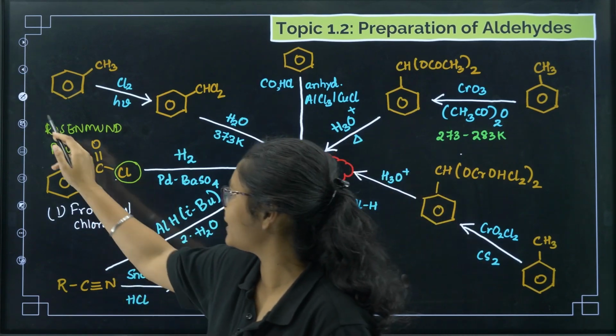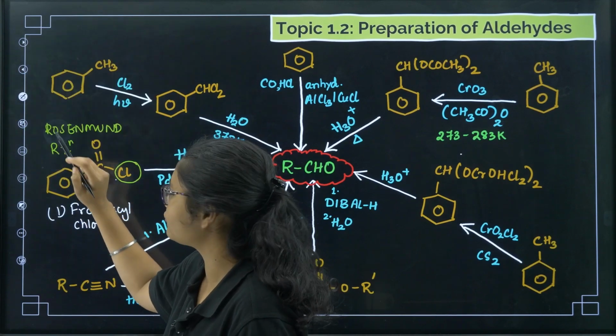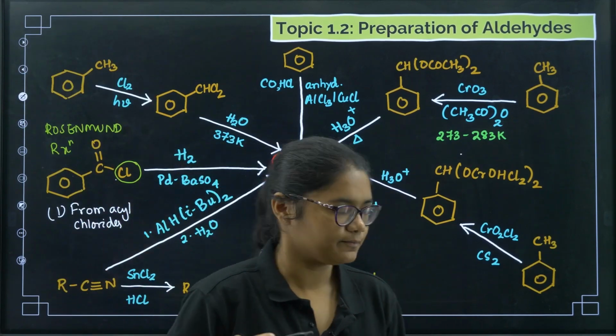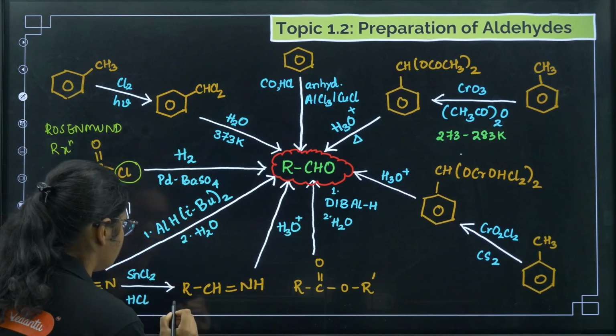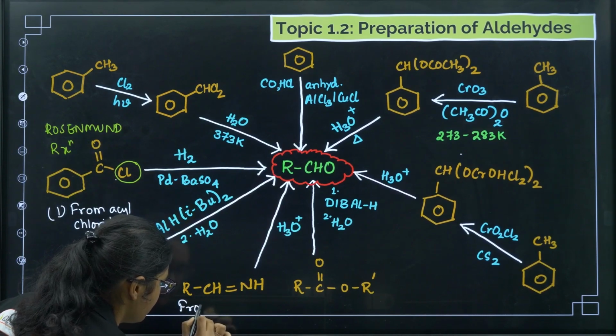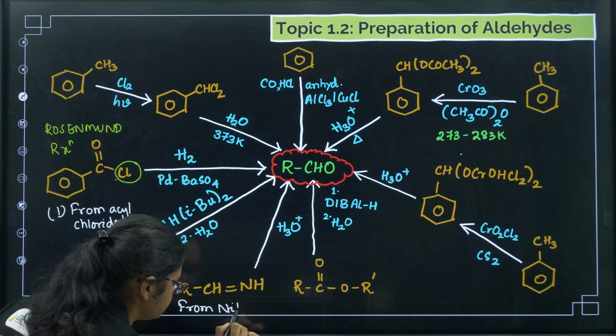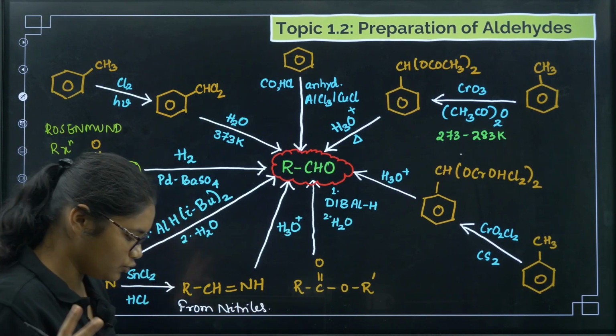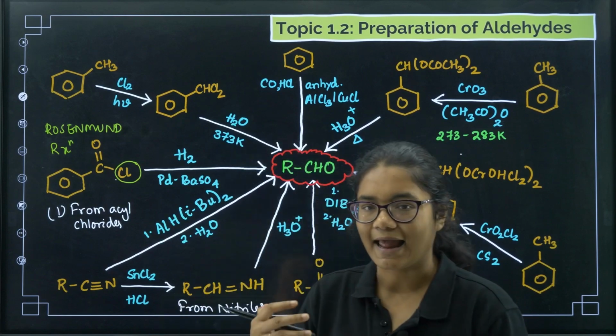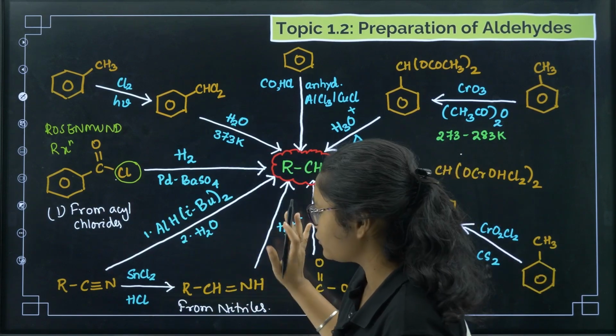Okay, from acyl chlorides. The second one we had is from nitriles and esters. So you can see here we have the first one, that is from nitriles. Now from nitriles you can see there are two reactions we can do to get aldehydes.